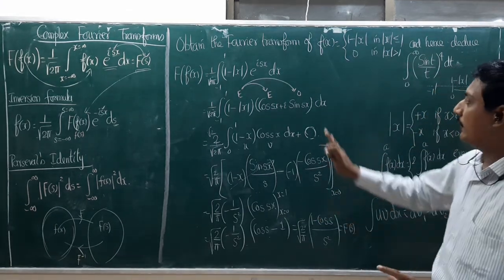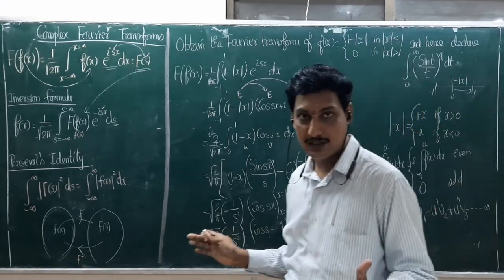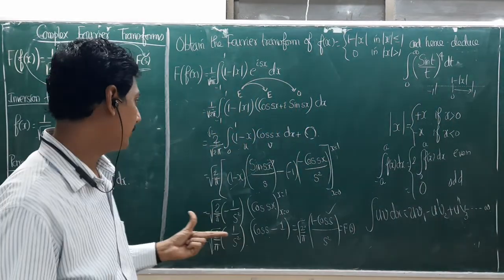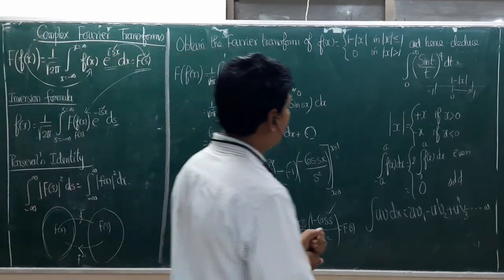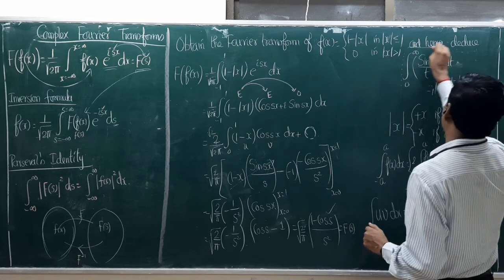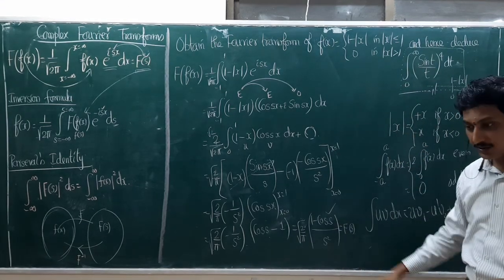So I found the Fourier transform of this function. Yes, everything is correct. But the deduction part is in terms of sine t by t, sine t by t. But here we have only a cos term.